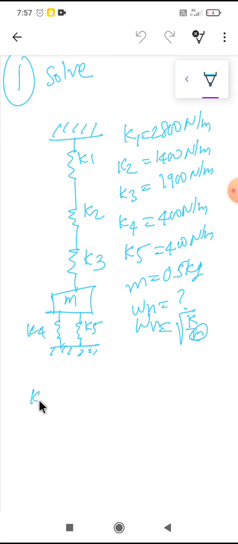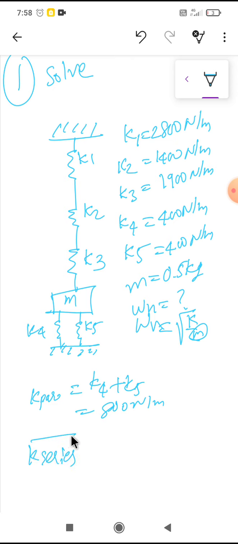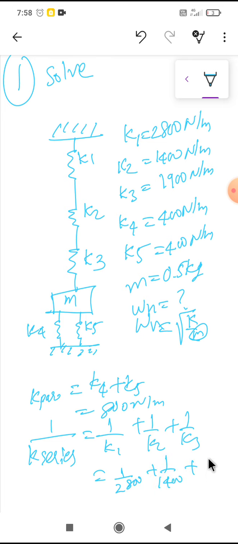So k parallel will be equal to k4 plus k5, which is 400 plus 400, so it will be 800 Newton per meter. And these are in series. So what will be the formula for series? 1 upon k series is equal to 1 upon k1 plus 1 upon k2 plus 1 upon k3. So what will it be? 1 upon 2800 plus 1 upon 1400 plus 1 upon 1900.